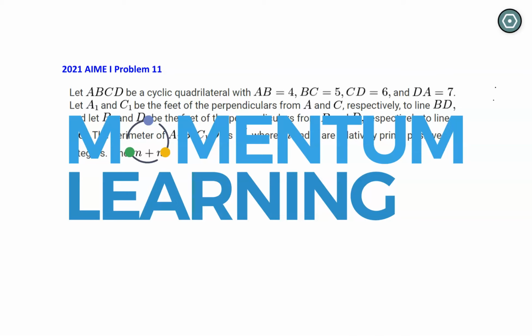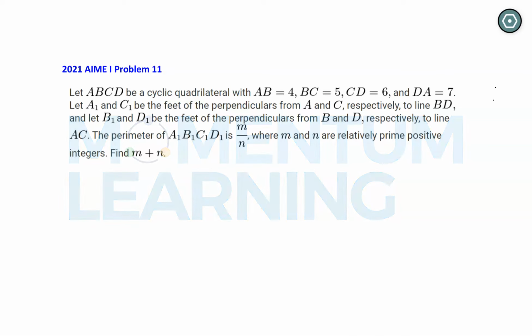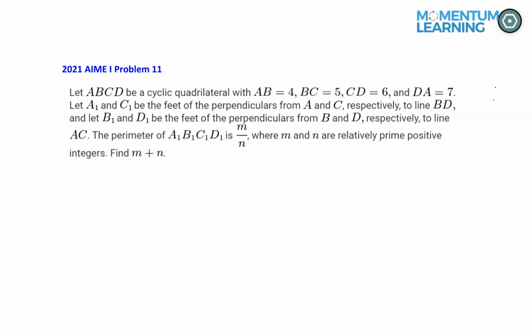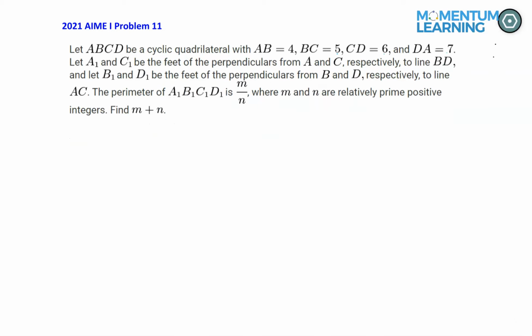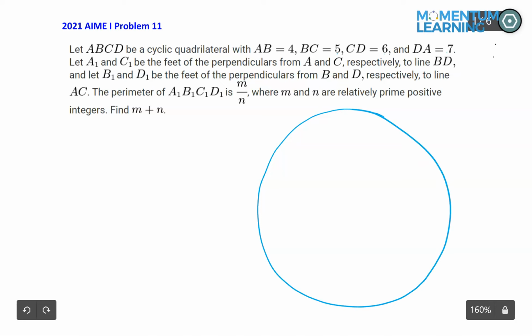Hello everybody, this is 2021 AIME I Problem number 11, and this is a geometry problem. Here's a view of this problem. We are given this cyclic quadrilateral with side lengths 4, 5, 6, and 7. I might as well just go ahead and start with a nice drawing, as nice as I could.